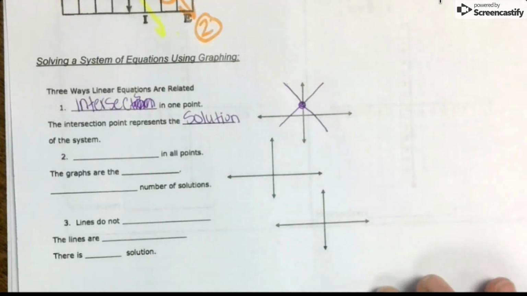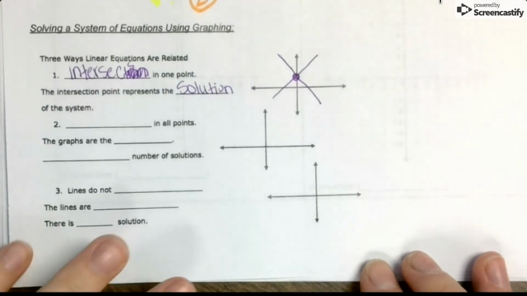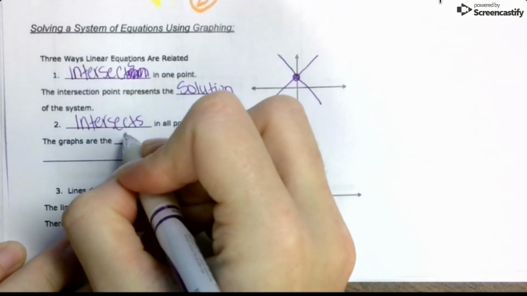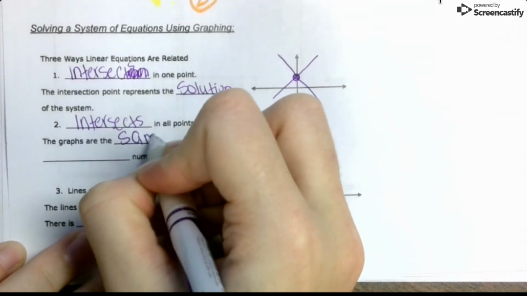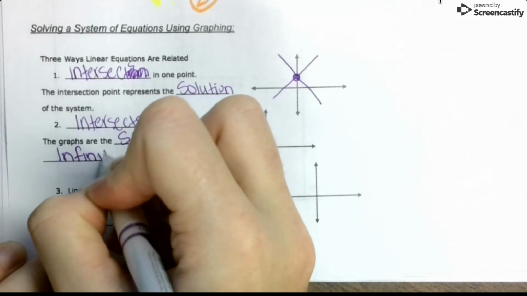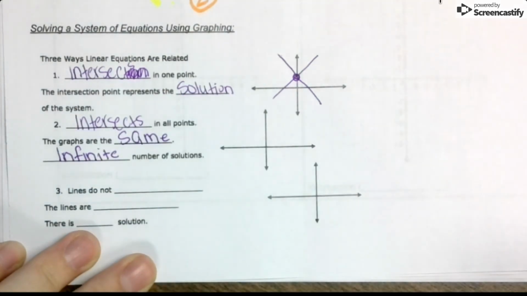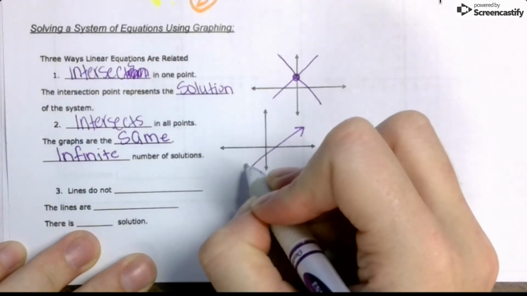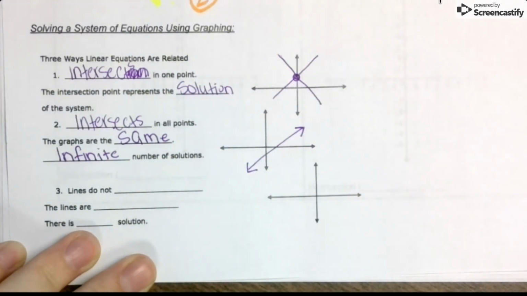Now we're going to talk about when they intersect in all the points. That means that the graphs are the exact same. And that's coming back to that infinite. Remember that sideways 8 we talked about before? So that means that I have a line, and the second line is the exact same line. That's what that means. So you intersect that whole entire line.